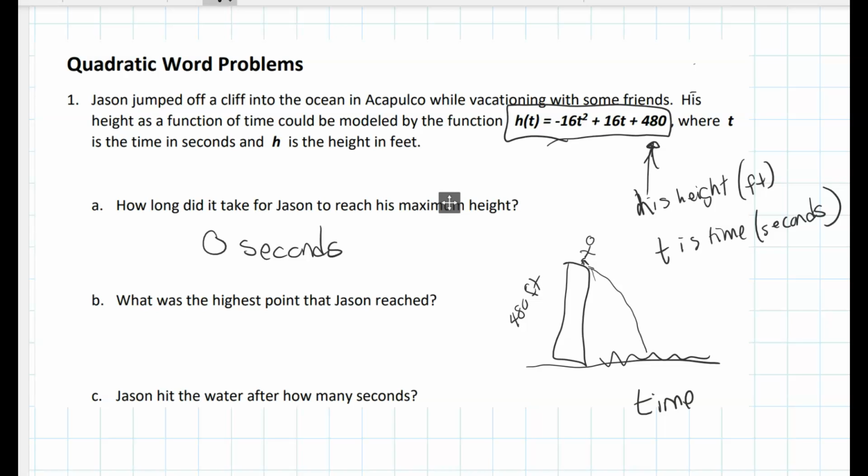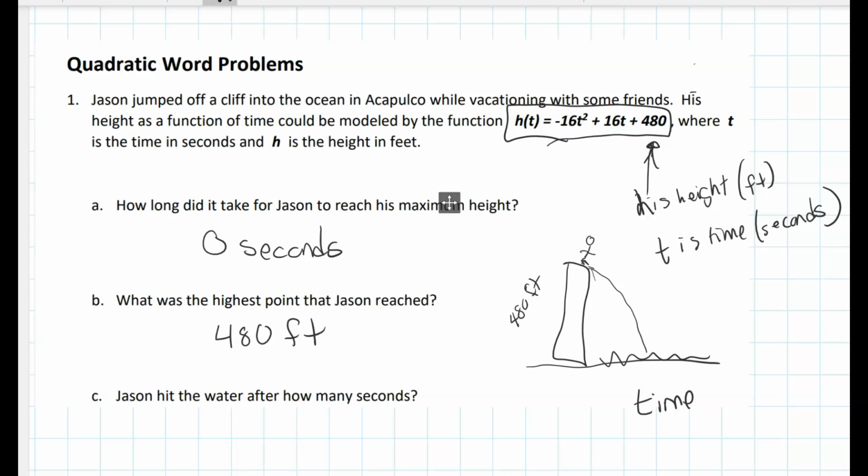So a lot of the word problems is really just trying to figure out, wait a minute, what are they really asking me? What was the highest point that Jason reached? Well, that's also kind of stupid because it was 480 feet. So far they haven't asked us anything crazy. Jason hit the water after how many seconds? Oh no. How are we going to figure this out?